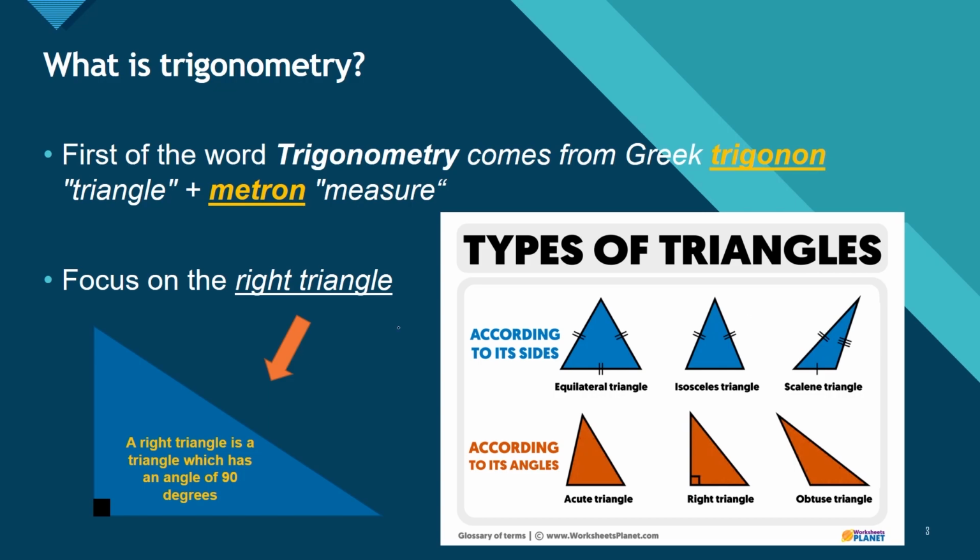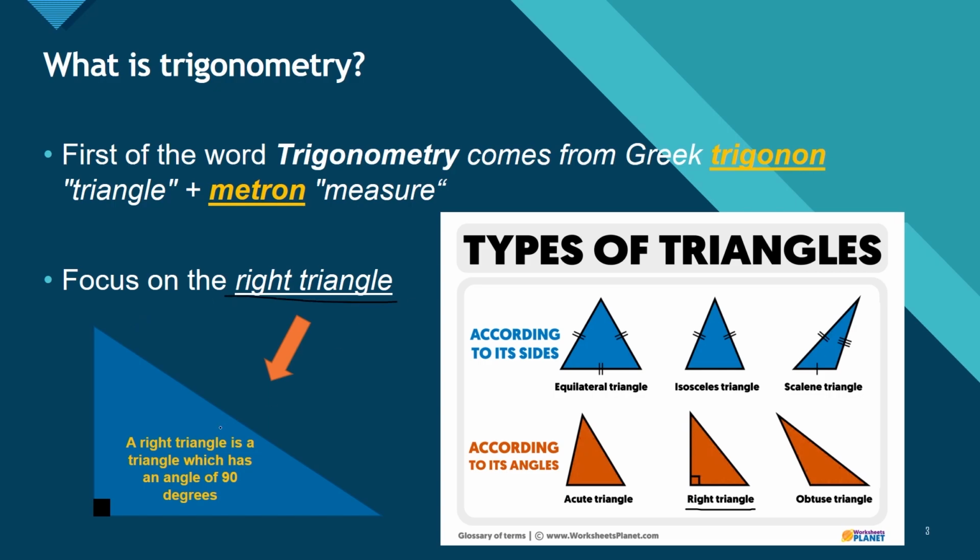According to its angles, we can have an acute triangle, which has all three angles acute. An acute angle means that it is an angle smaller than 90 degrees. We can have an obtuse triangle, which has one angle that is larger than 90 degrees. And we have the right triangle, on which we will focus when talking about trigonometry. So, focus on the right triangle.